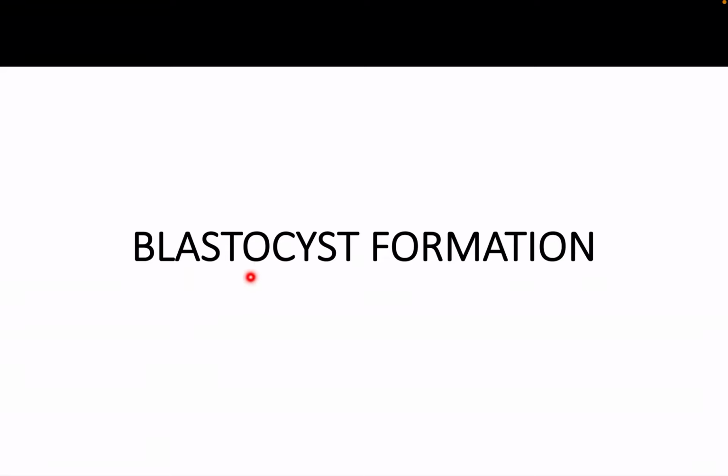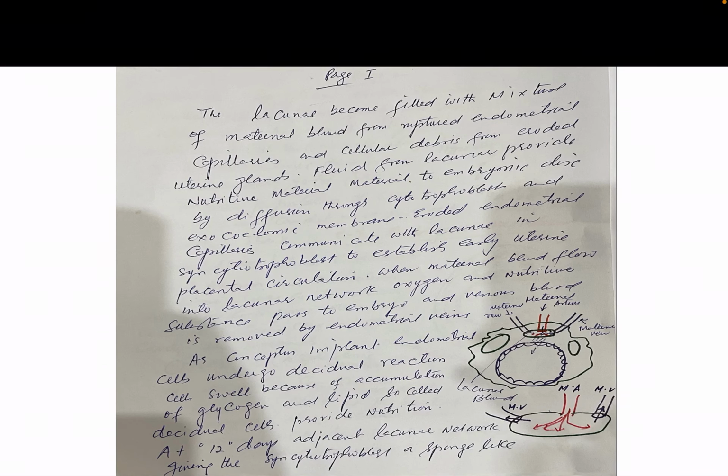In continuation of the blastocyst formation, now in the syncytial trophoblast, the layer which is derived from the cytotrophoblast, there is no cell wall, only a cell membrane around it. It is just a collection of cytoplasm or protoplasm with nuclei. Spaces develop in it.